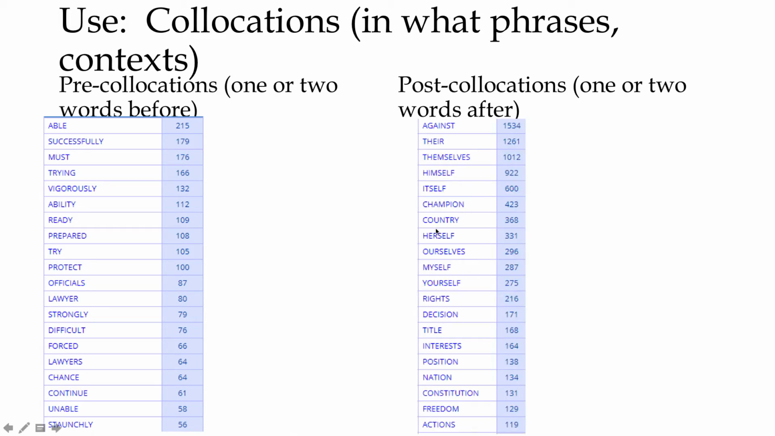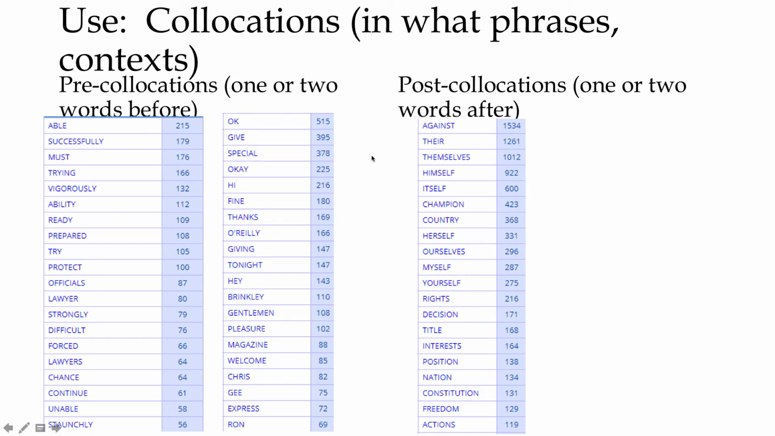And also, what kinds of things normally are after the word defend? Defend against is by far the most common. Defend their something, or defending themselves. We see a lot of this: themselves, himself, herself, ourselves, myself, yourself. So you have to know that part of what it means to know the word defend is to know that it's defend oneself. Defend oneself against something. That's a very common occasion to use this word. Defend the champion, defend the country, defend my rights, defend my decision, defend my title. This would be in sports. Defend the position, defend the Constitution, defend my freedom, defend my actions.